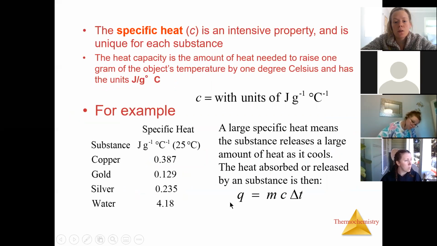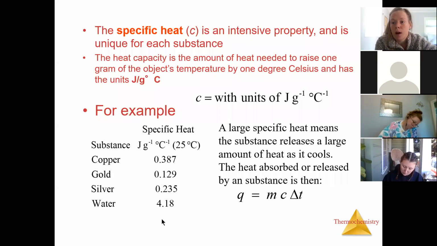Okay, so there's our Q equals MC delta T. Here's the specific heat or our C value for a couple of different objects. You do want to know water's specific heat off the top of your head because we're going to use that all the time. So it's 4.18, or sometimes people will write it as, I usually use 4.184. And again, the units on the specific heat are joules per gram degree Celsius.